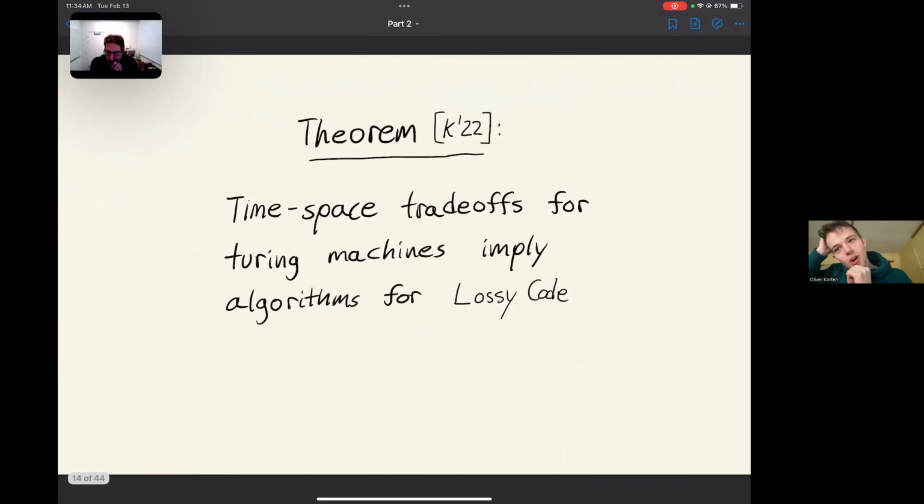So what I'm going to show is this kind of bizarre result that we can de-randomize the lossy code problem. We can solve it deterministically if we assume a very different kind of lower bound assumption. And the lower bound assumption we're going to consider here is time-space trade-offs for a Turing machine. So I'll explain what all of this means.